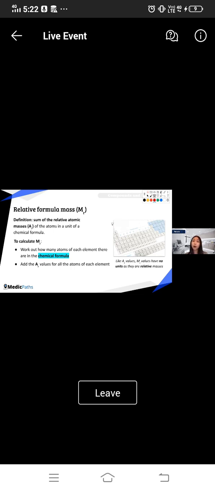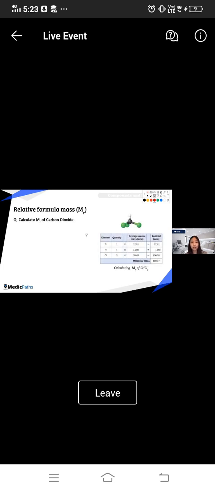Relative formula mass can be written as Mr for short, and relative atomic mass can be written as Ar for short. To calculate relative formula mass, you work out how many atoms of each element there are in the chemical formula, then add up all the Ar values. It should be that simple.